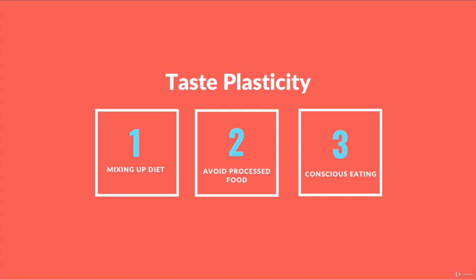Second thing is to avoid processed food. There's not a lot of things that would go into processed food when it comes to taste plasticity, but processed food can have a bad effect on your brain, and it has a lot of other side effects related to cancer that if you can avoid, just do it because it's better for your health and also better for your mental health and your brain energy and power.